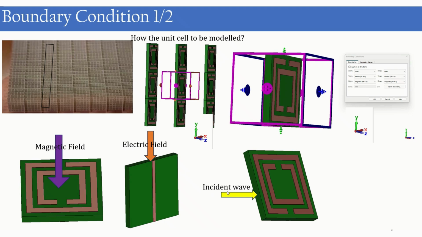And we are considering the incident field along this direction. That means that we have to consider the electric field along x-axis. That's why we are given the boundary condition open, open here. So we are going to assign the port on the x-axis. This is how the boundary has to be assigned for the SRR material parameter extraction.